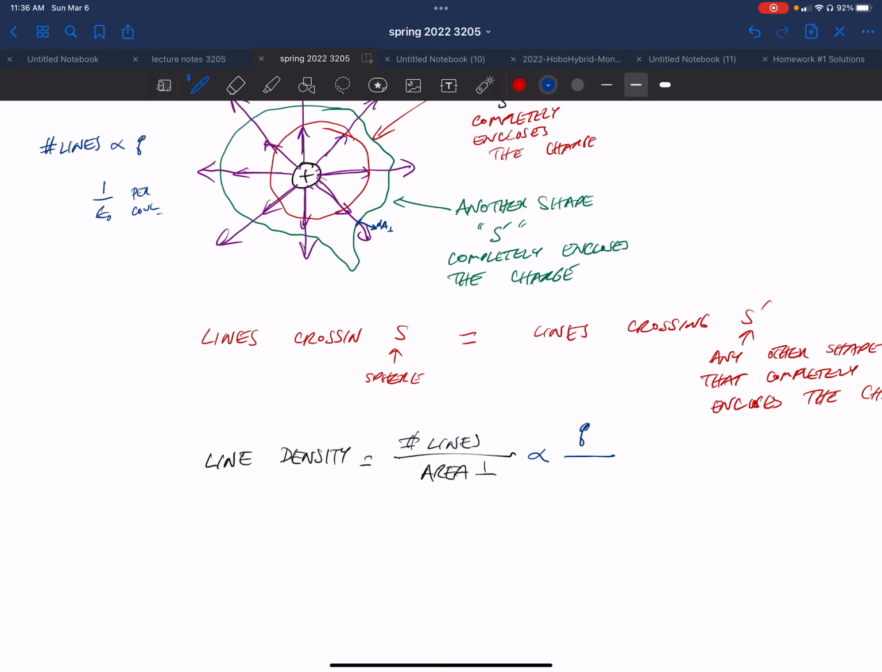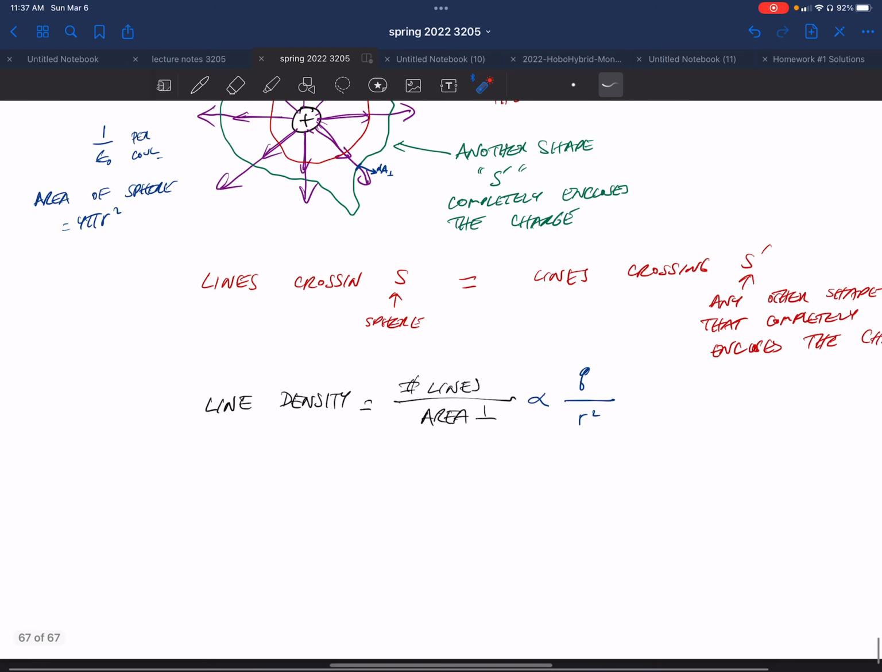And the area of a sphere is equal to 4 pi r squared. So the area is proportional to r squared. I'm not saying equal to, I'm just saying proportional. So the number of lines drawn is proportional to the total charge at the center, and the line density, the number of lines over the area, is proportional to 1 over r squared. If I draw this further out, it's going to be a bigger area.